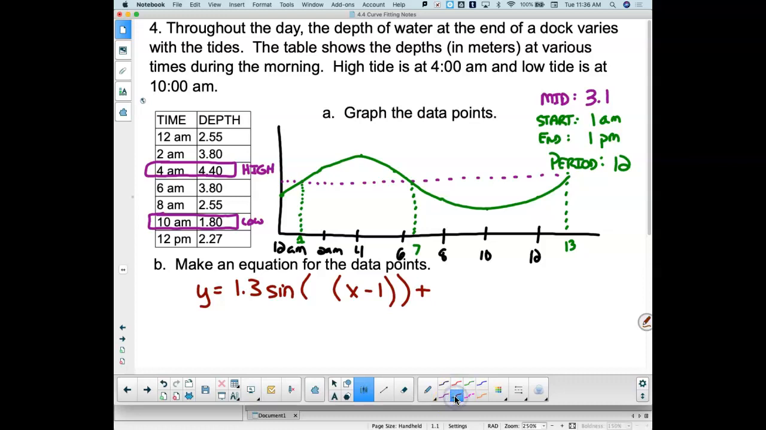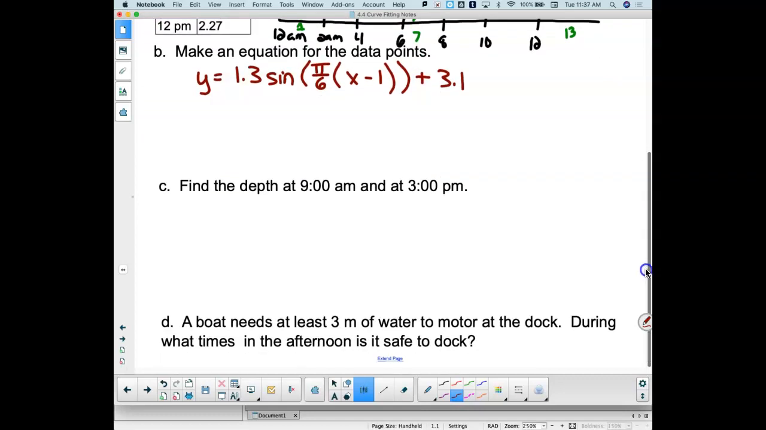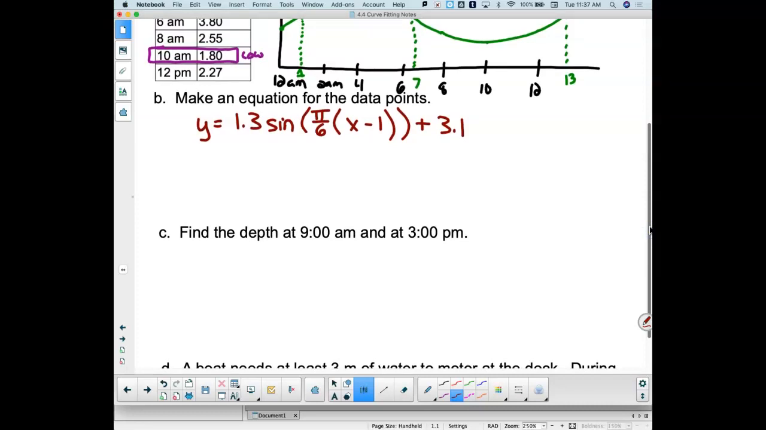Which makes my B value become pi over 6. My D value is 3.1. So to find the depth, now you plug in whatever hour you are at. Find the depth at 9 a.m. and at 3 p.m. So if I'm going to find the depth at 9 a.m., that is going to be x equals 9. So it's going to be 1.3 times the sine of pi over 6 times 9 minus 1, plus 3.1.